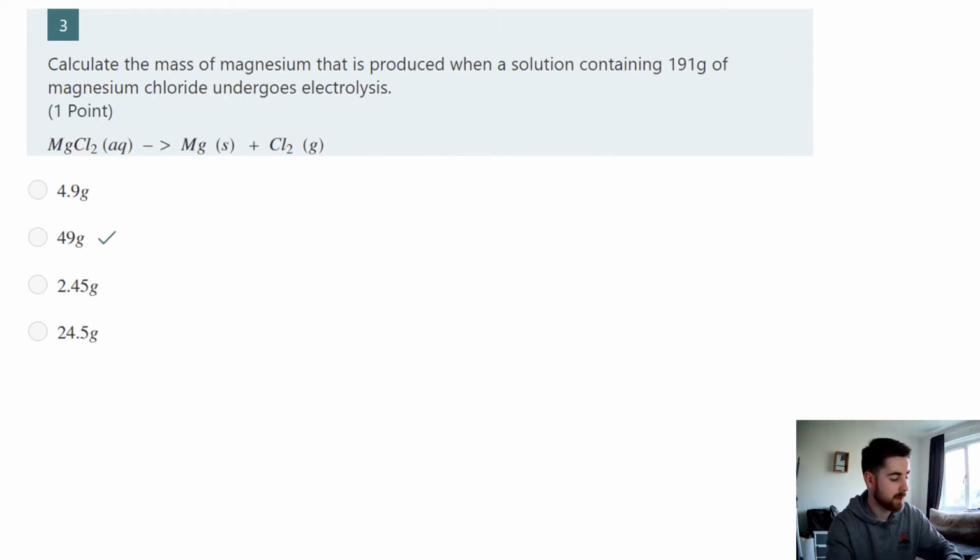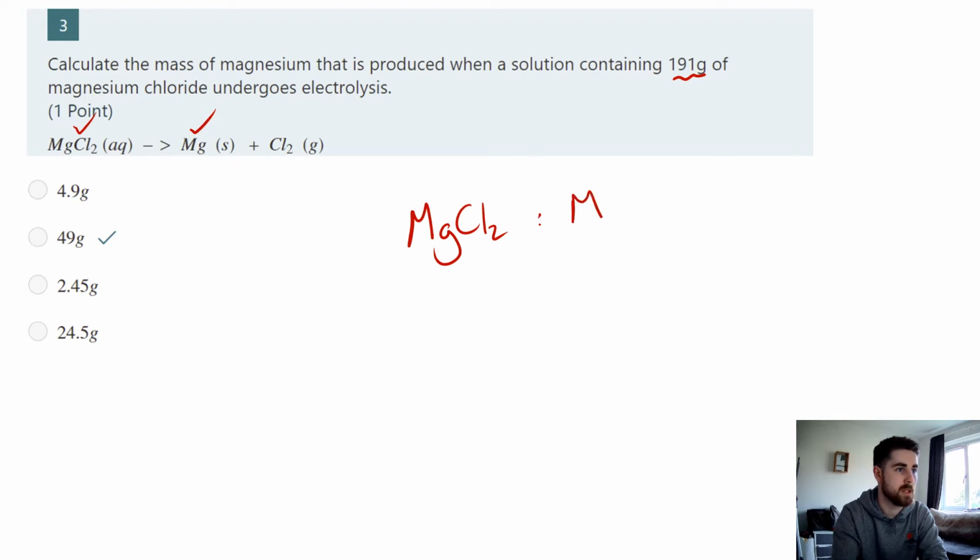In question 3, we have a calculation from balanced equation question. So what we have at the start is 191 grams of magnesium chloride, and we're asked to work out the mass of magnesium that is produced when magnesium chloride undergoes electrolysis to split up the compound into its 2 elements. So we're asked to work out magnesium. So we can forget about the chlorine because that's not actually part of what we've been asked. So let's show a ratio, MgCl2 to Mg. We can see it's a 1:1 ratio.